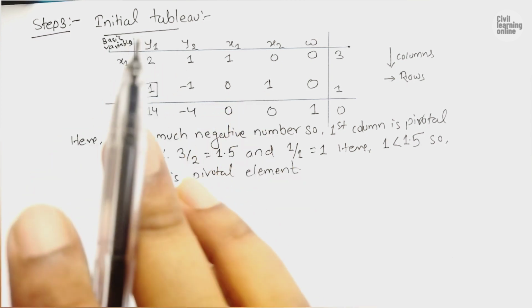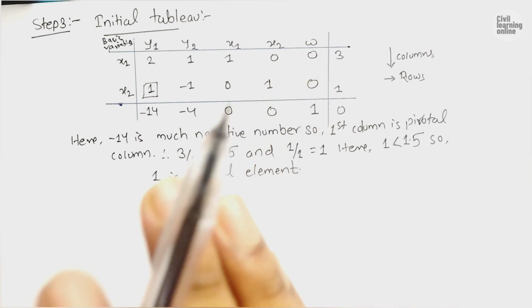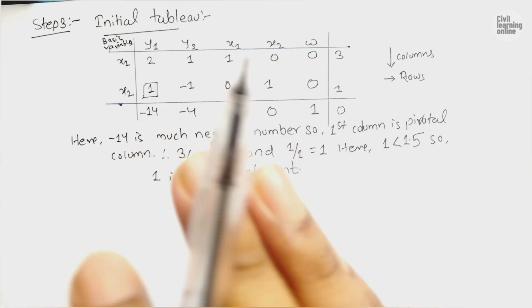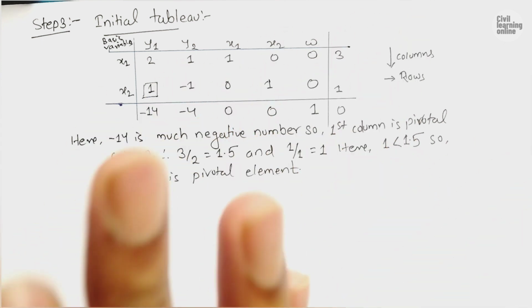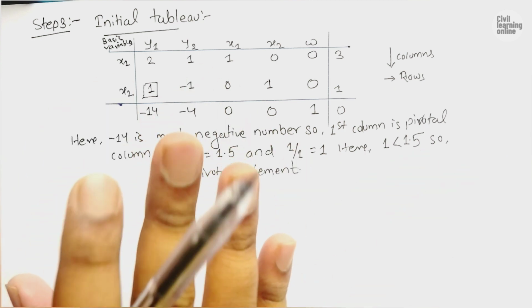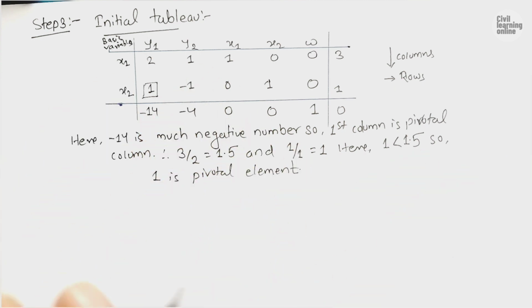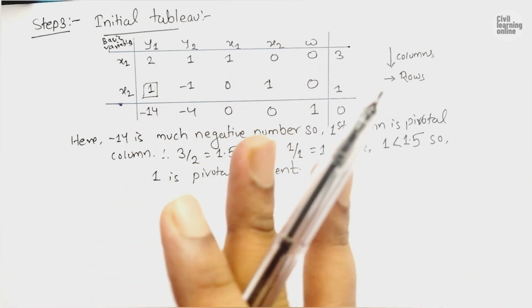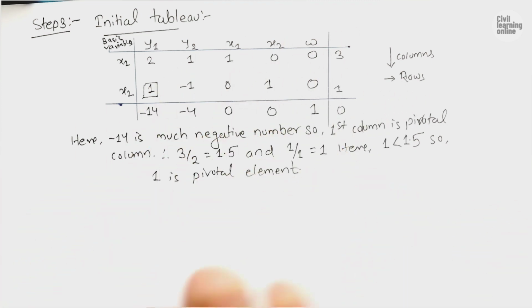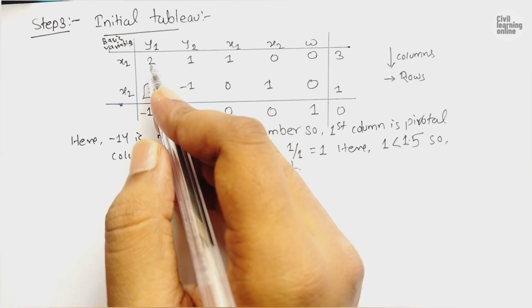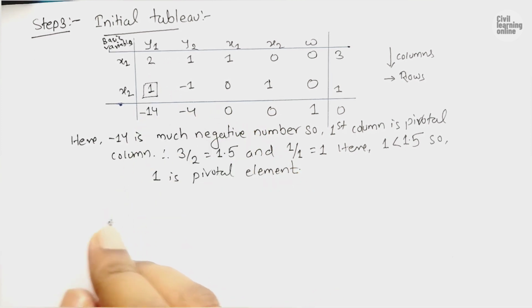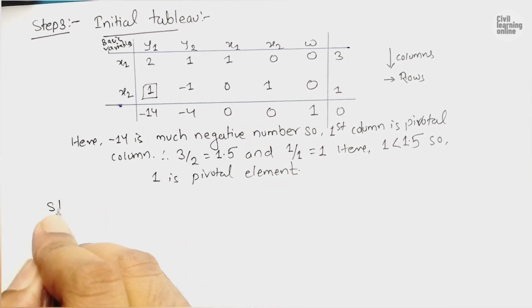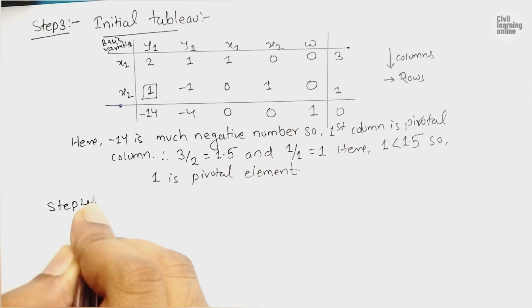We can make any element 0 only if we add some value to that number, or if we subtract some value from that number. In that case only we can make that 0, and we can make 1 either by multiplying or dividing, mostly dividing. So here we have to make this element 0. So I am going to write an operation for row 1 as in step 4.